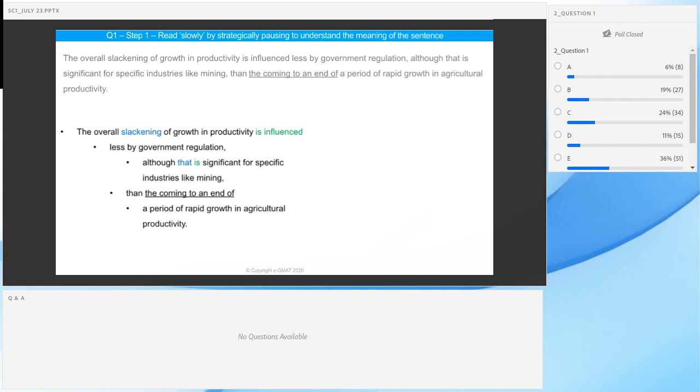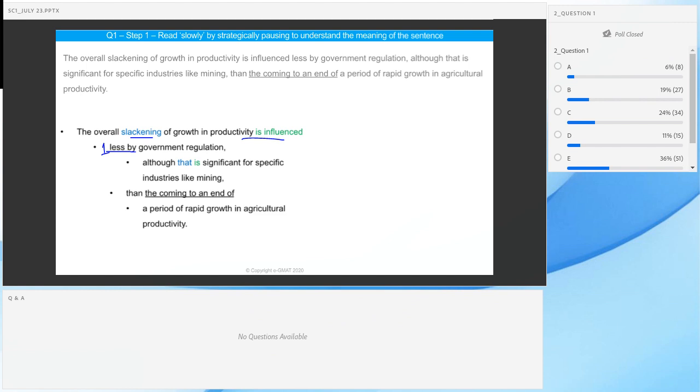So this is exactly what we are going to do here. The overall slackening of growth in productivity is influenced. The words that you see in blue are the subjects and the expressions in green are the verbs. So the overall slackening, the dwindling of growth in productivity is influenced less by government regulation. The moment I read this expression, less by, I know there is a comparison, which means that the author is going to present two reasons that have influenced the overall slackening of the growth, right? There should be two factors, and one factor is more important than the other. So this particular part talks about the first factor, which is less influential, less important, right?